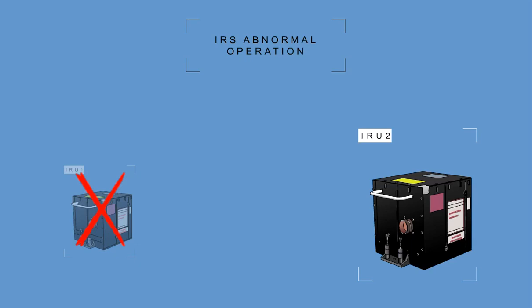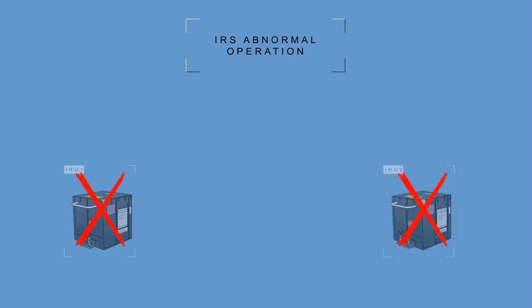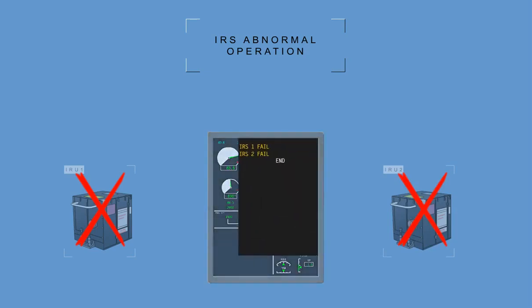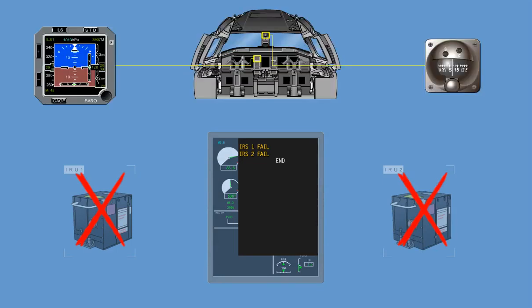If both micro IRUs fail or suffer a loss of power simultaneously, an appropriate EFIS message will be issued and the flight crew will have to use the remaining navigation instruments and systems.